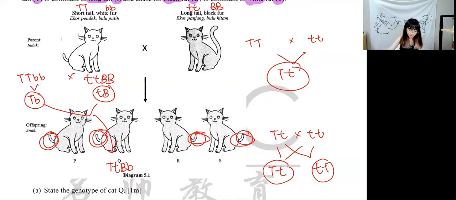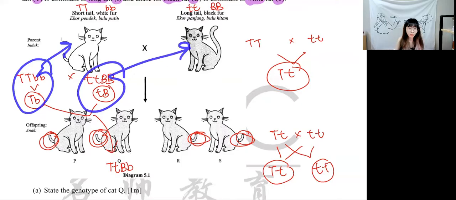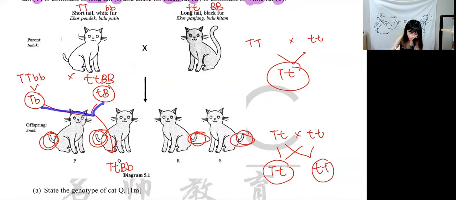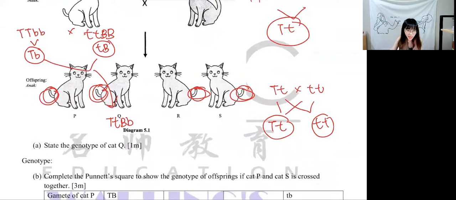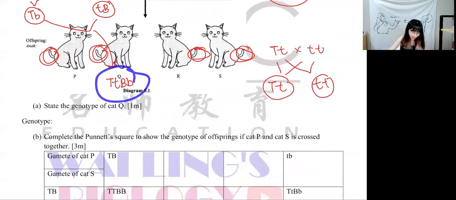Because this is the combination, this is this combination and this is this combination. So when you have this combination, you get big T, big B, small b. All of P, Q, R, S are the same: big T, big B, small b. Okay, so this is the genotype. Next, complete the Punnett square to show the genotype of offspring if cat P and S are crossed together. P and S are the same, so we get this. This is the F1 genotype.